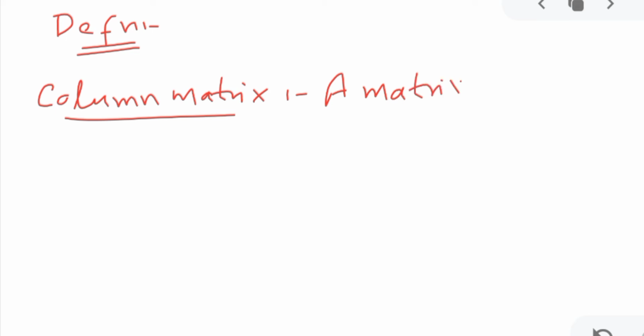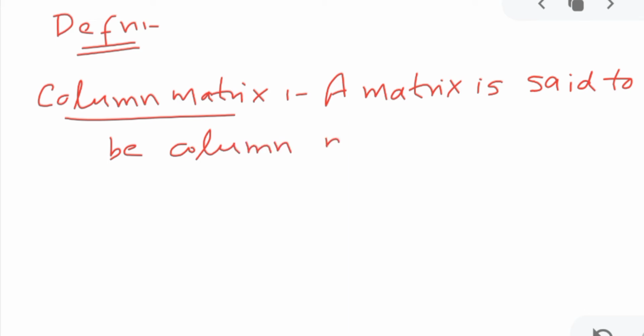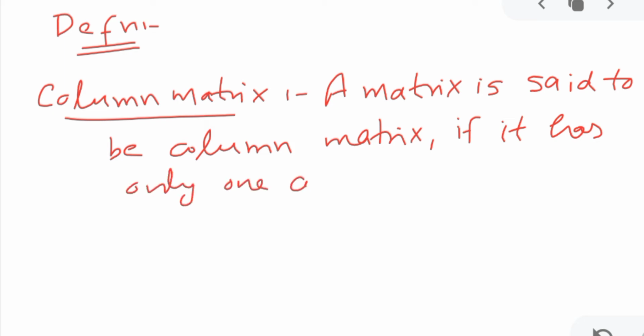A matrix is said to be a column matrix if it has only 1 column.